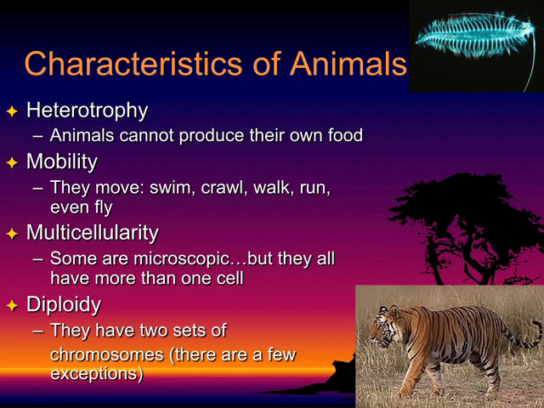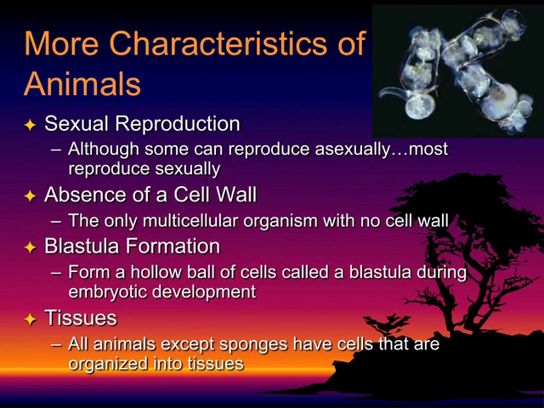Multicellularity is the next one. So some are really, really microscopic, but even at that, they all have more than one cell. Being diploid is another characteristic. So remember diploid, diploidy? They all have two sets of chromosomes. Very, very few exceptions to those rules.